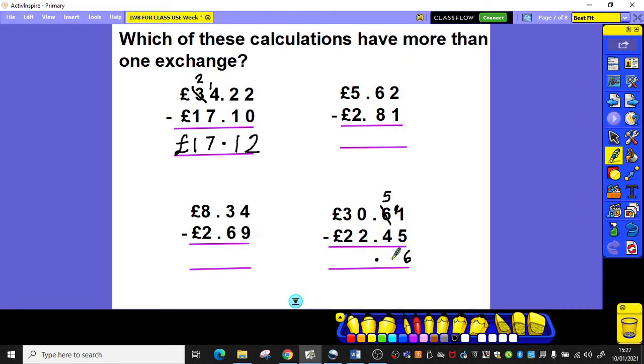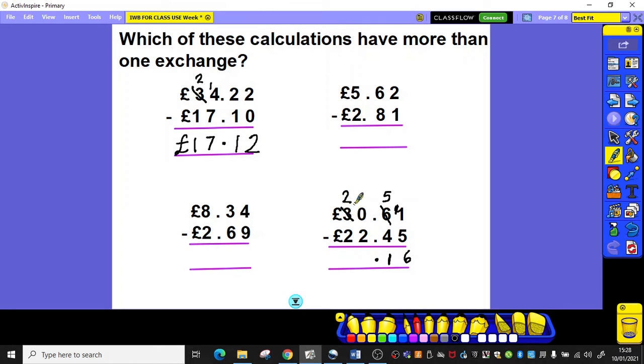5 subtract 4 is going to give me 1. So 5 tenths subtract 4 tenths is going to give me 1/10. 1/10 of a pound. Okay, 1/10 of a pound is 10 pence. Now I can't subtract 2 from the 0. So I'm going to need to exchange.